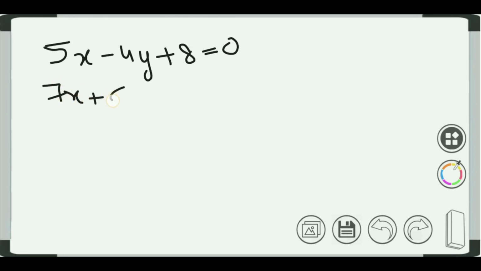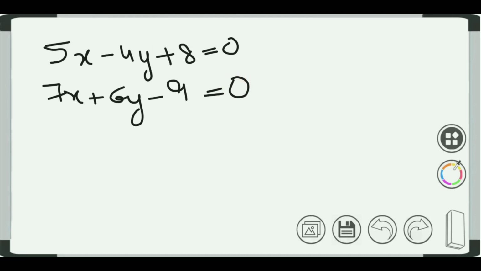Now come to the second question. Question number 2. On comparing the ratios a1 by a2, b1 by b2 and c1 by c2, find out whether the lines representing the following pairs of linear equations intersect at a point, are parallel or coincident. So we need to check it. First one, 5x minus 4y plus 8 is equal to 0, 7x plus 6y minus 9 is equal to 0.